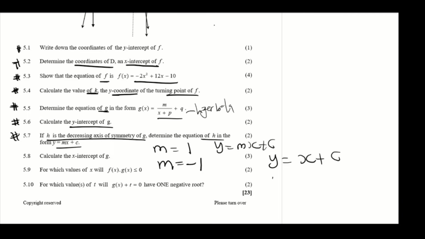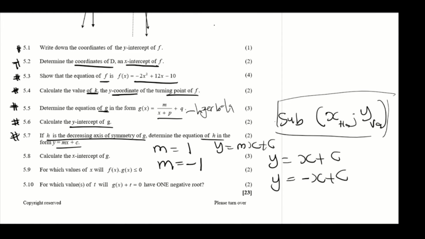If it's a negative axis of symmetry, it's going to be y equals -x plus c. To find the value of c, we always have to substitute the coordinate of the asymptote. So we have the horizontal asymptote coordinate and the vertical asymptote coordinate. We substitute these coordinates to find the value of c, so that we can complete finding the equation of our axis of symmetry.